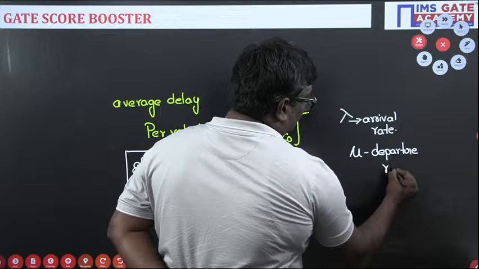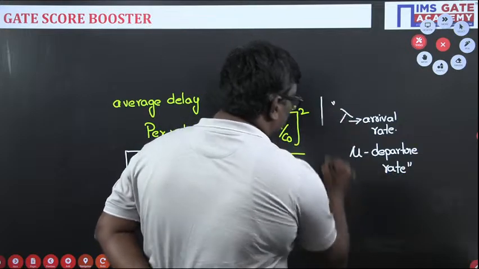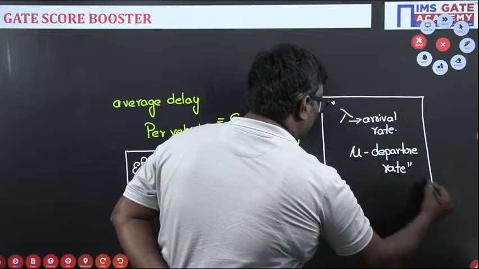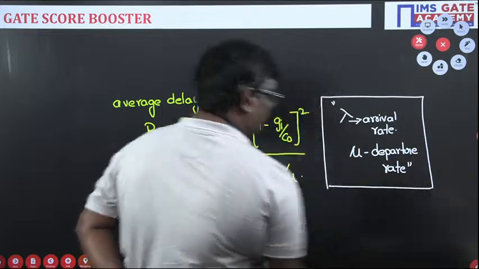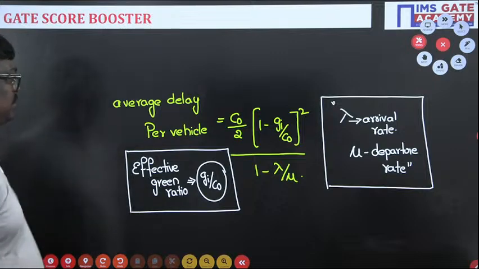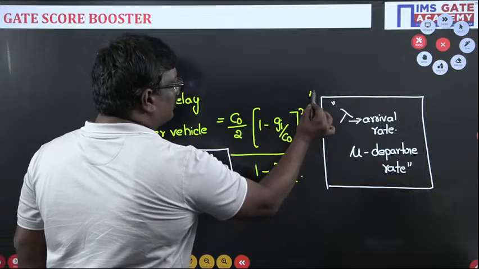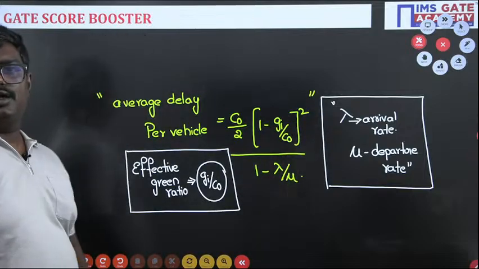What is lambda, sir? Lambda is known as arrival rate. Mu is known as departure rate. Okay. Now, this is the formula for what, sir? Average delay per vehicle. Okay.